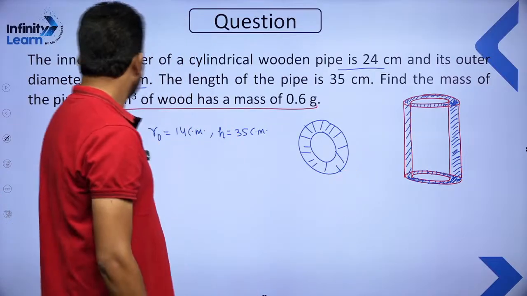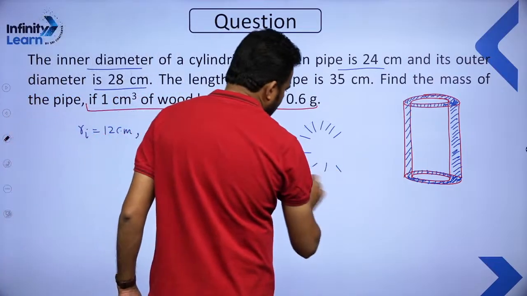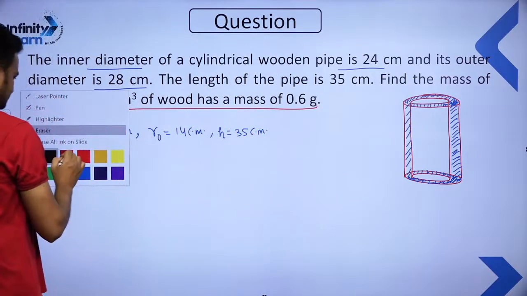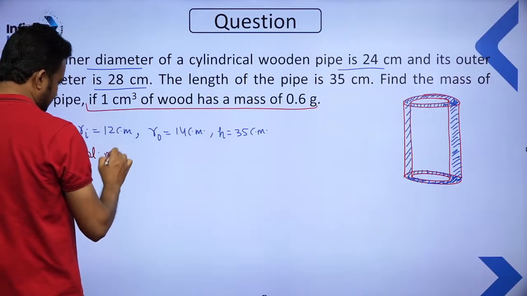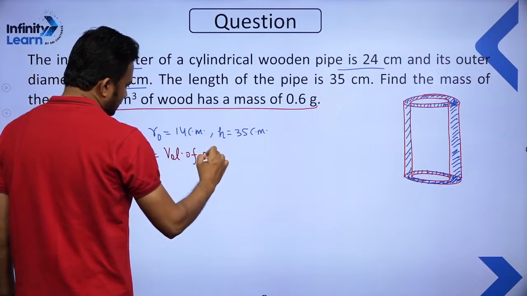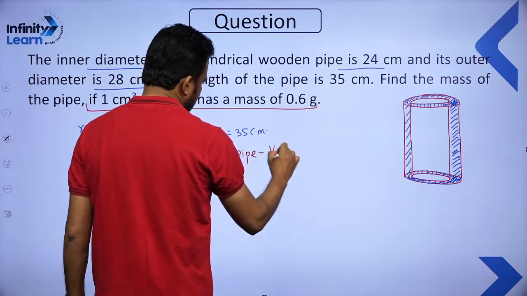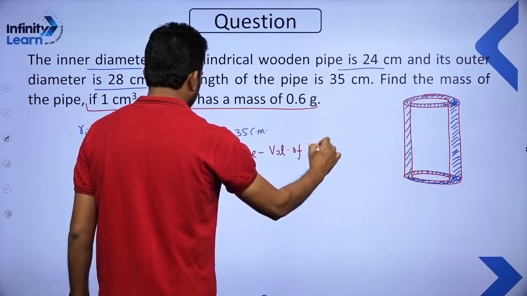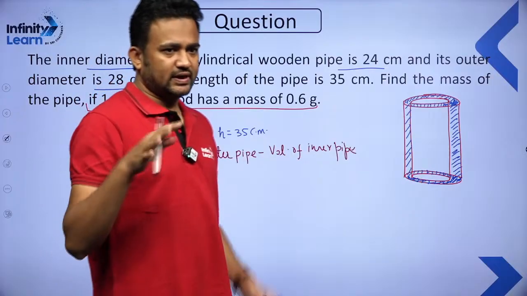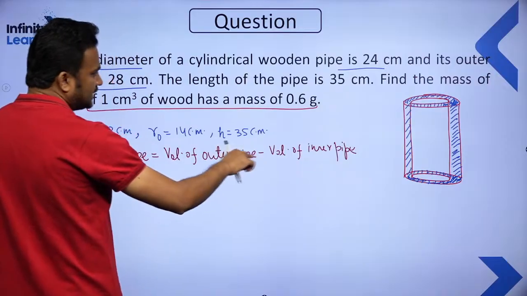Okay, so let us write the formula for the volume of this pipe. Volume of this pipe will be equal to volume of outer pipe minus volume of inner pipe. In the case of a hollow cylinder, there will be two cylinders, inner cylinder and outer cylinder. So what is the formula to find the volume of a cylinder? That is pi r square h.